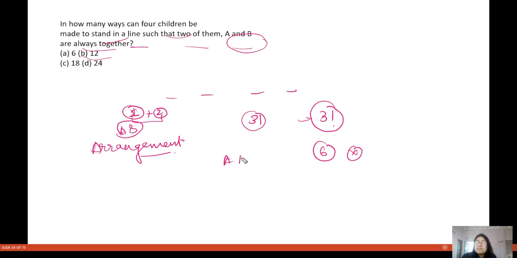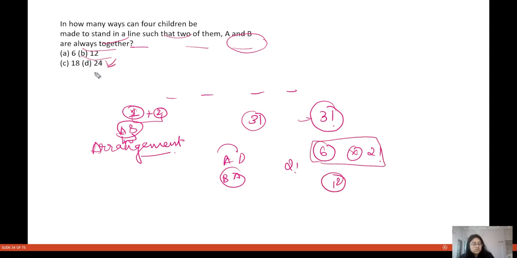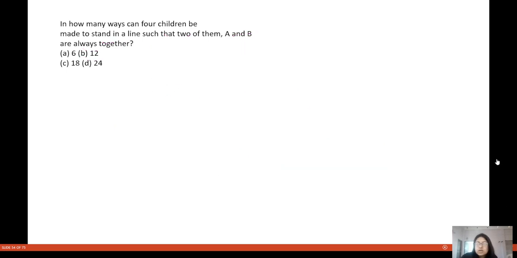Why? Because AB standing this way and BA standing this way are different kinds of arrangement. So A and B can themselves be arranged together in factorial 2 ways. So multiply factorial 2 here, and this becomes 12. So your answer comes 12. If your answer comes 6, that will be wrong, because if B and A exchange places, that is one more arrangement.